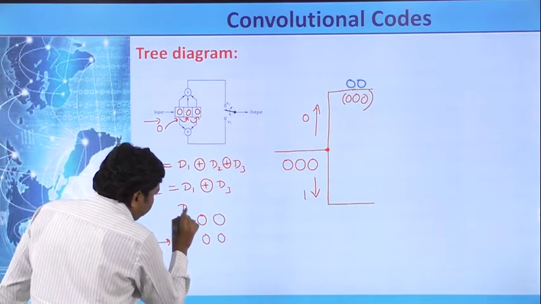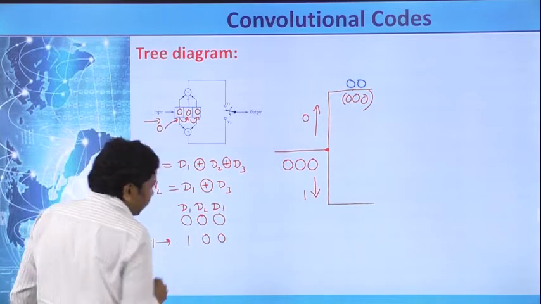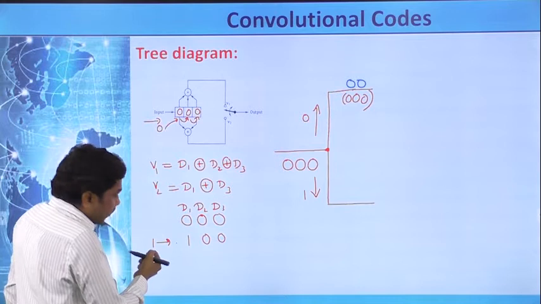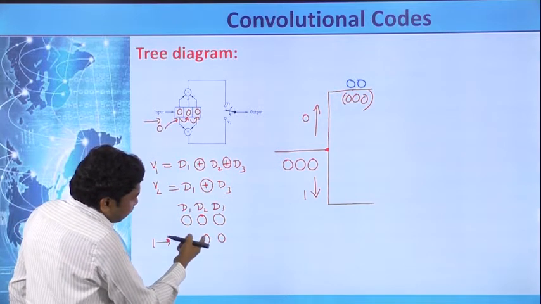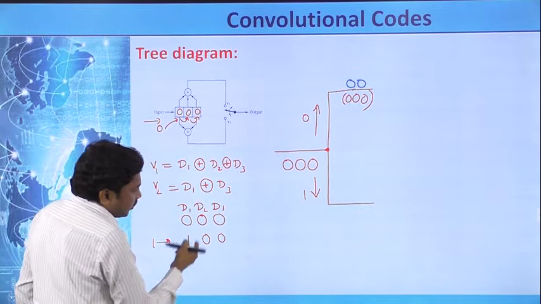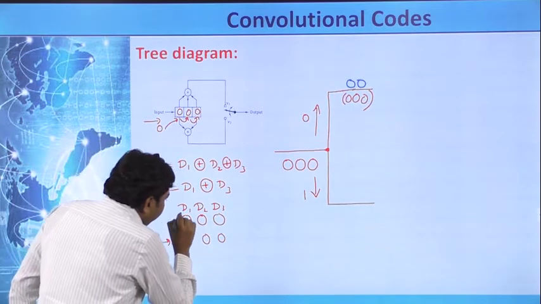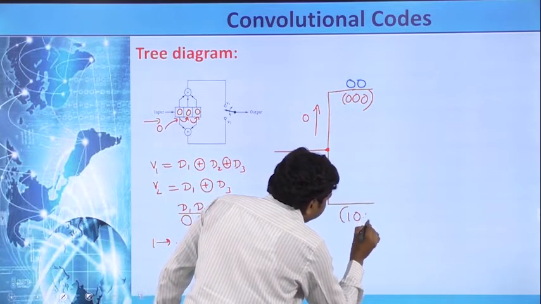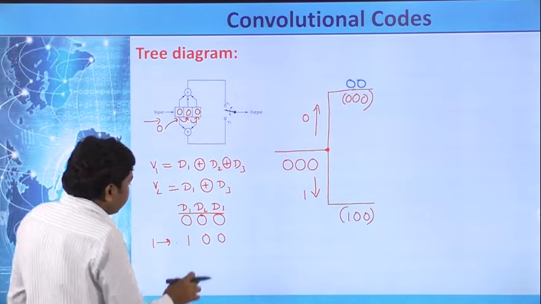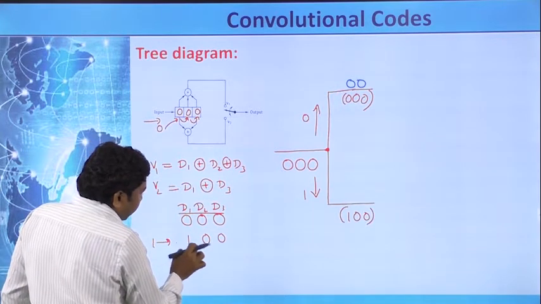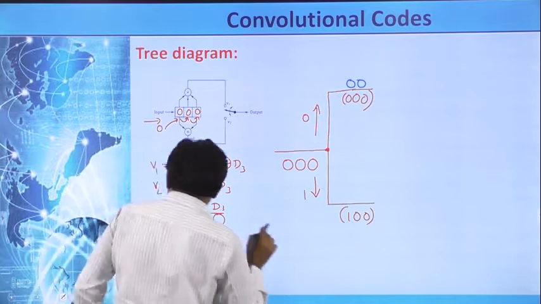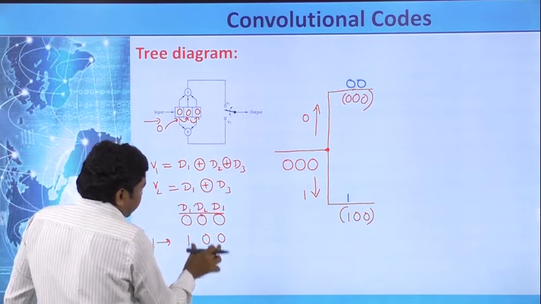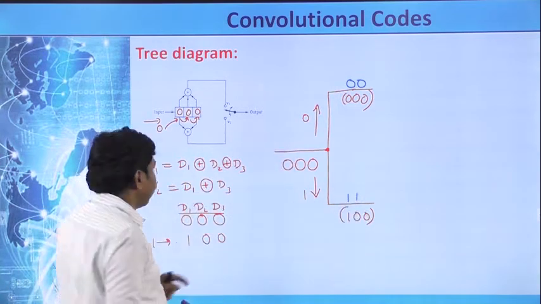Let us say this one is D1, this is D2, this one is D3. The bits in the shift register are 0 0 0. When I apply 1 as input, this 1 comes into the D1 place, this 0 comes into the D2 place, this 0 comes into the D3 place, whereas this 0 comes out, right? So now the bits in the shift register are 1 0 0. What are the output bits? V1 is the sum of these three: 1 plus 0 plus 0, which is 1. V2 is the first one and last one: 1 plus 0, this one. Okay.